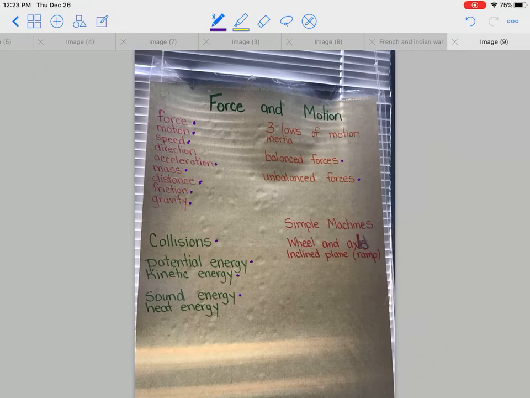Sound energy can be produced through a collision. When those 2 objects hit, the kinetic energy is transferred into sound energy and heat energy.